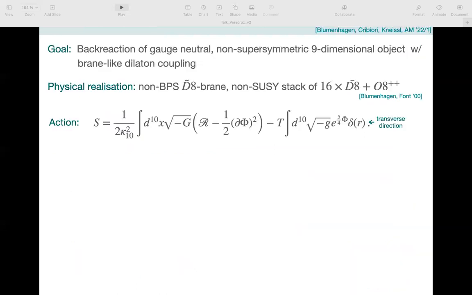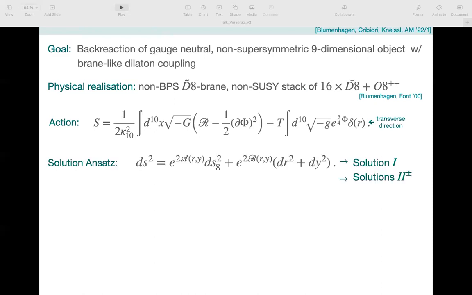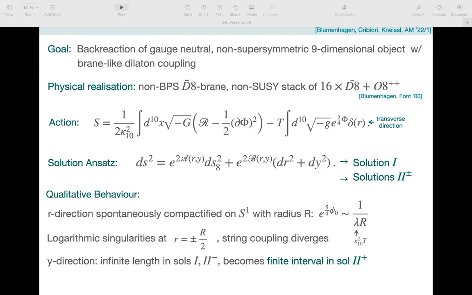And we provided an explicit example of this. So there was this kind of solution. The exact details or where it's coming from don't really matter. For string theory, it's a very well motivated type of object. So it's either a non-BPS D8 brane or a stack of anti-D8 branes and orientifold planes. We have this effective field theory description. It's a dilaton gravity description. We make an ansatz for solving the equations of motion. We find solutions. We have two types of solution, solution one and a pair of solutions that is called plus minus here. And the exact details are not important here.